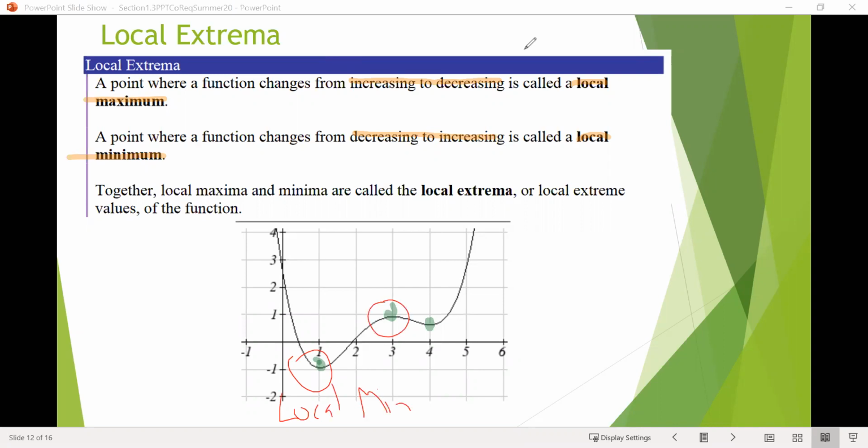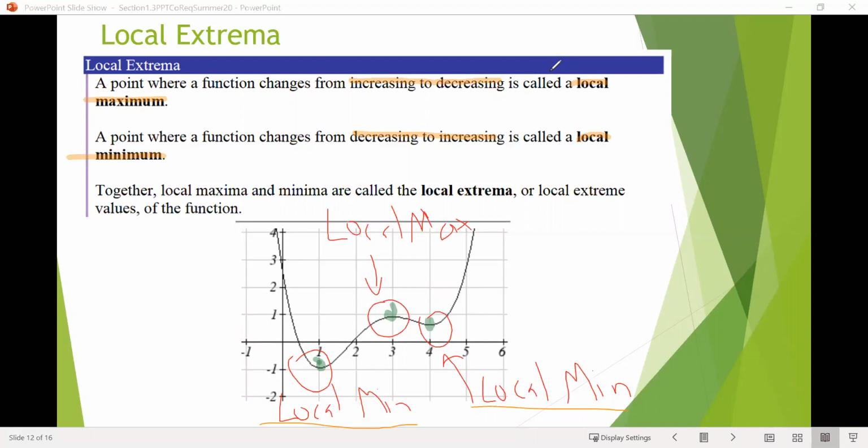Okay, this one here is higher than the other points around it, so that's a local max. And then this one here is lower than all the ones around it, so that again is a local min. Now notice that last one I highlighted there, this one, that's not the lowest point on the graph. It's just lower than the ones around it, which is what makes it a local min.